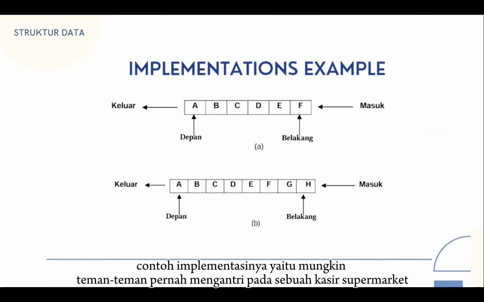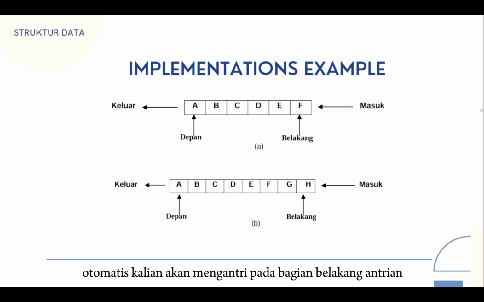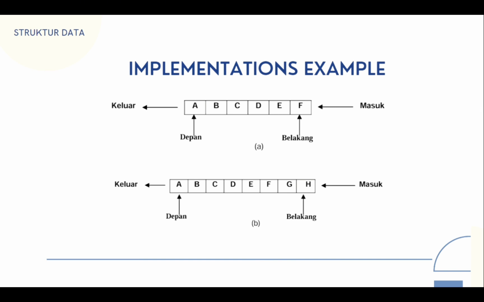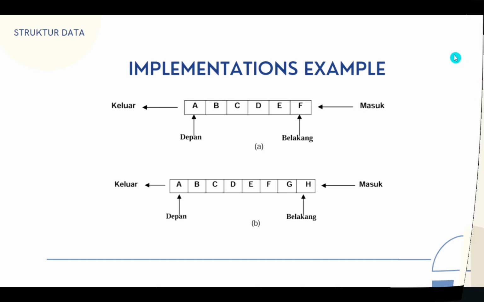An example of its implementation is that maybe you have a queue at the supermarket cashier. Automatically, you will line up at the back of the queue, right? Now, that includes the enqueue operation, where the cashier starts serving the first in the queue and the first person leaves the queue, including the dequeue process. So, the second person will advance to first place.